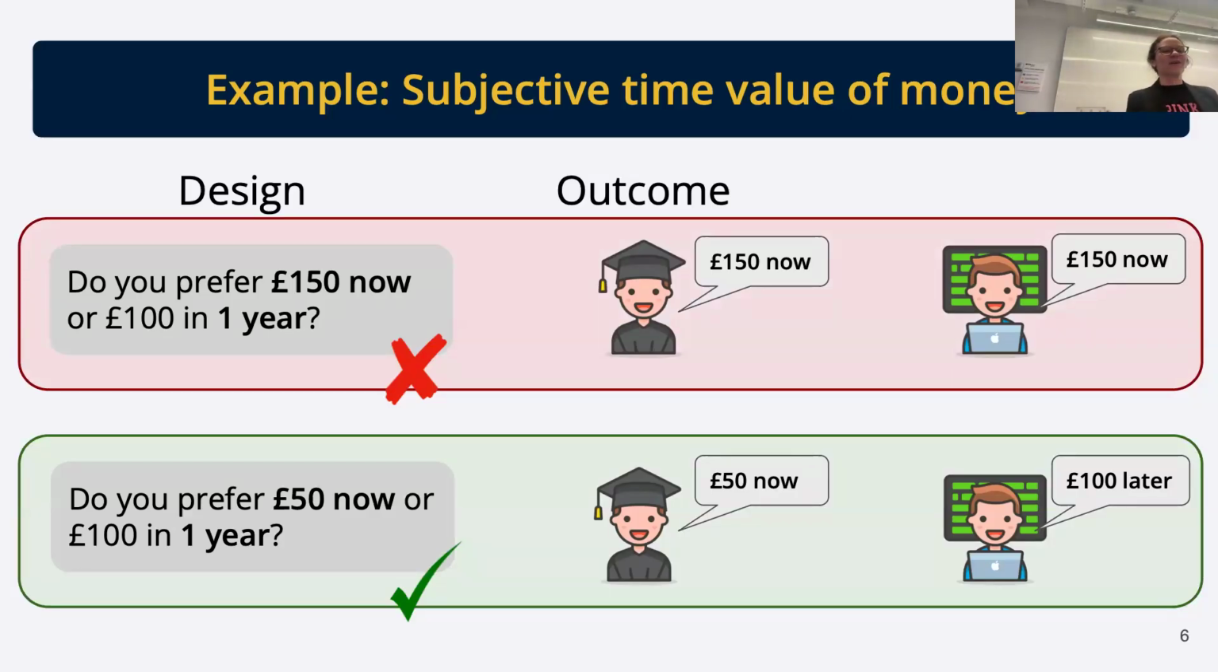And intuitively, the first question is a bad question. This is a bad design to ask a human participant, simply because nobody will prefer less money in the future. So asking this question will not give you any information about the underlying preferences of people. Whereas if you ask, would you prefer 50 pounds now versus 100 pounds in 1 year? If you ask a poor graduate student, they may prefer the money now. And if you ask an IT professional, they might be willing to wait a little bit longer.